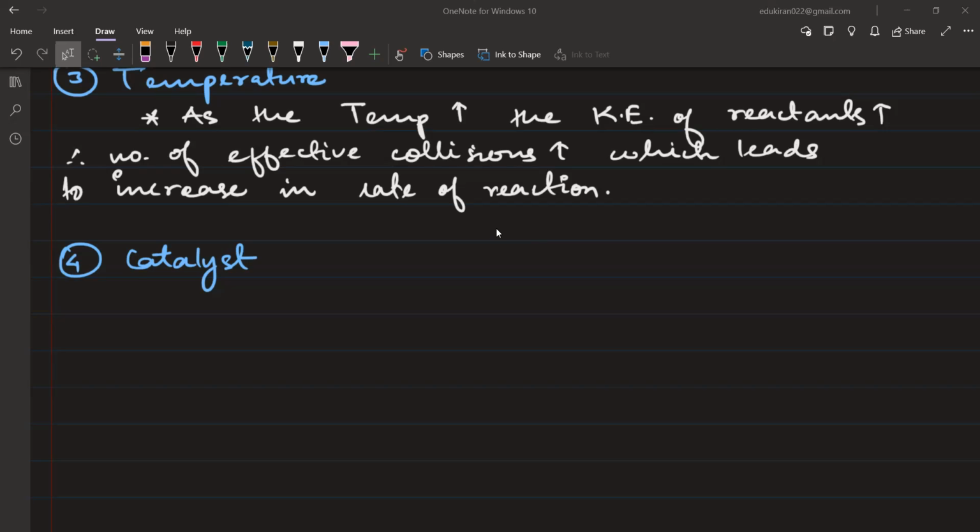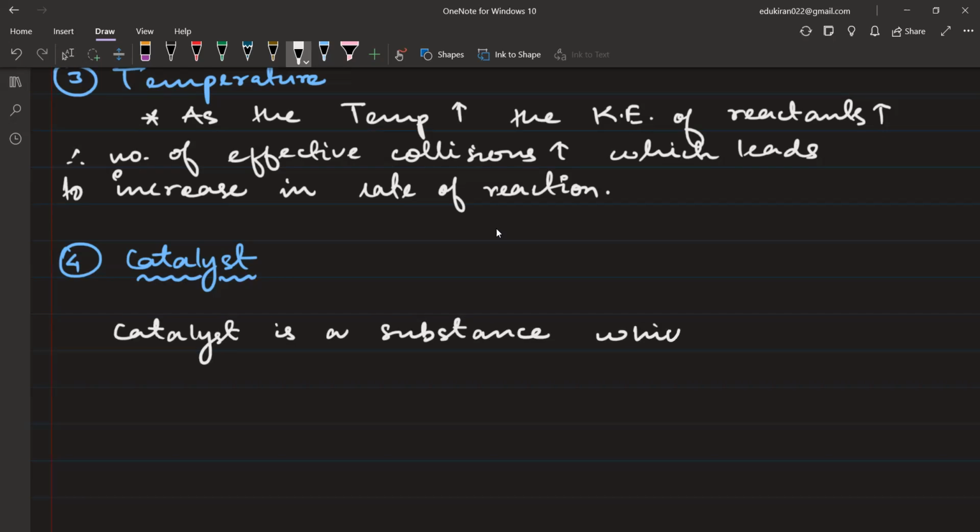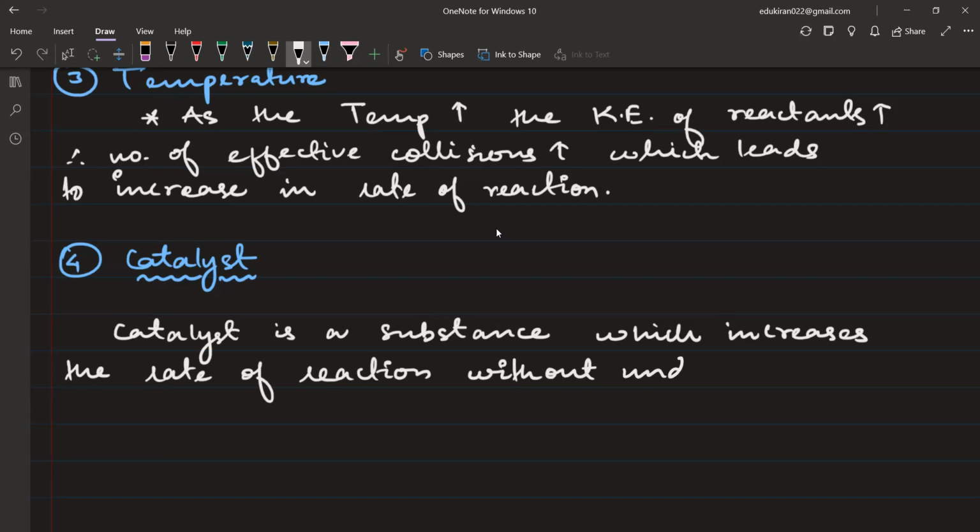Okay. The effect of catalyst. Now, what is a catalyst? First of all, we'll understand that. Many people have a misconception that catalyst does not take part in reaction. First of all, it takes part in reaction. Okay. What is a catalyst? Catalyst is a substance which increases the rate of reaction without undergoing permanent change. Okay. I'll write 2 remarks.